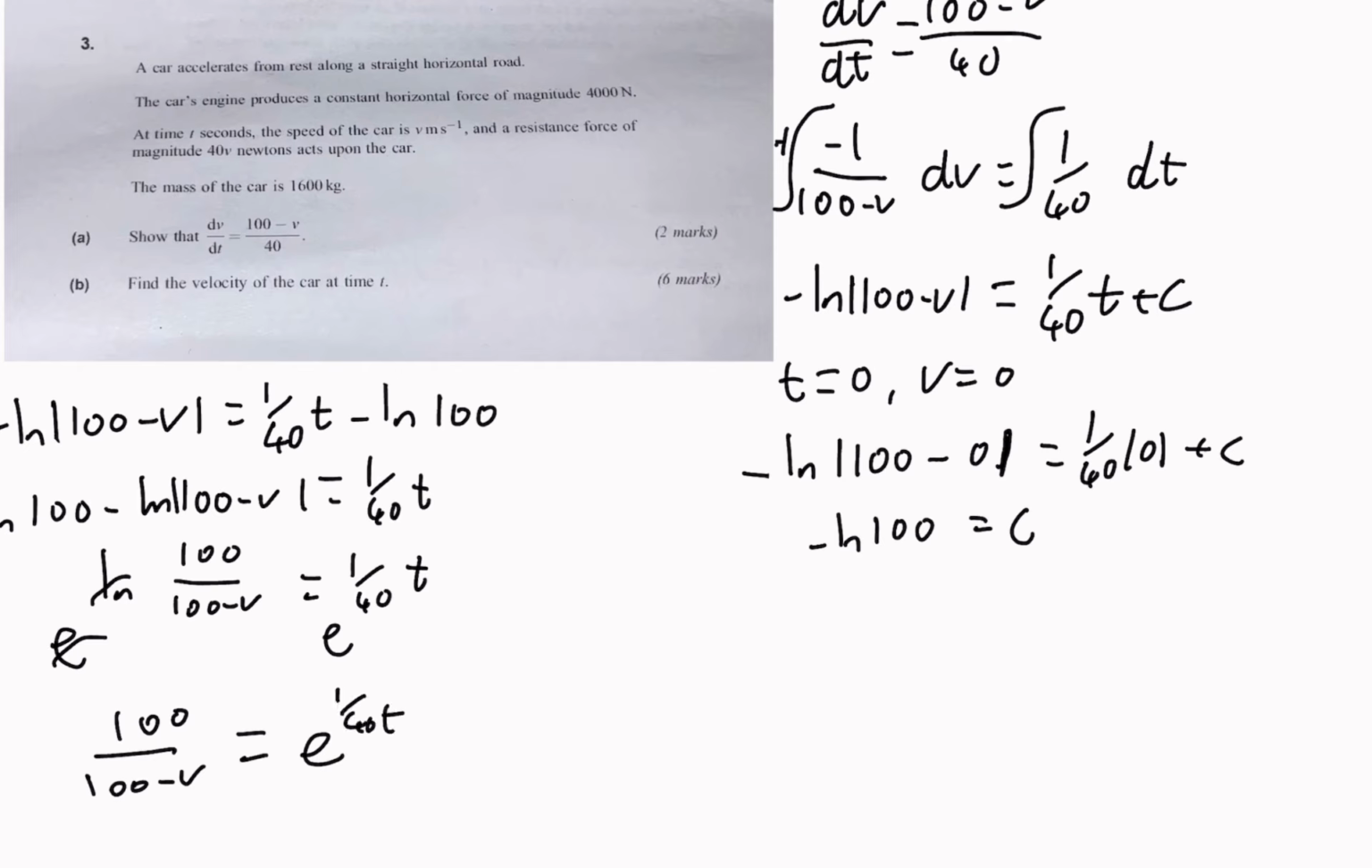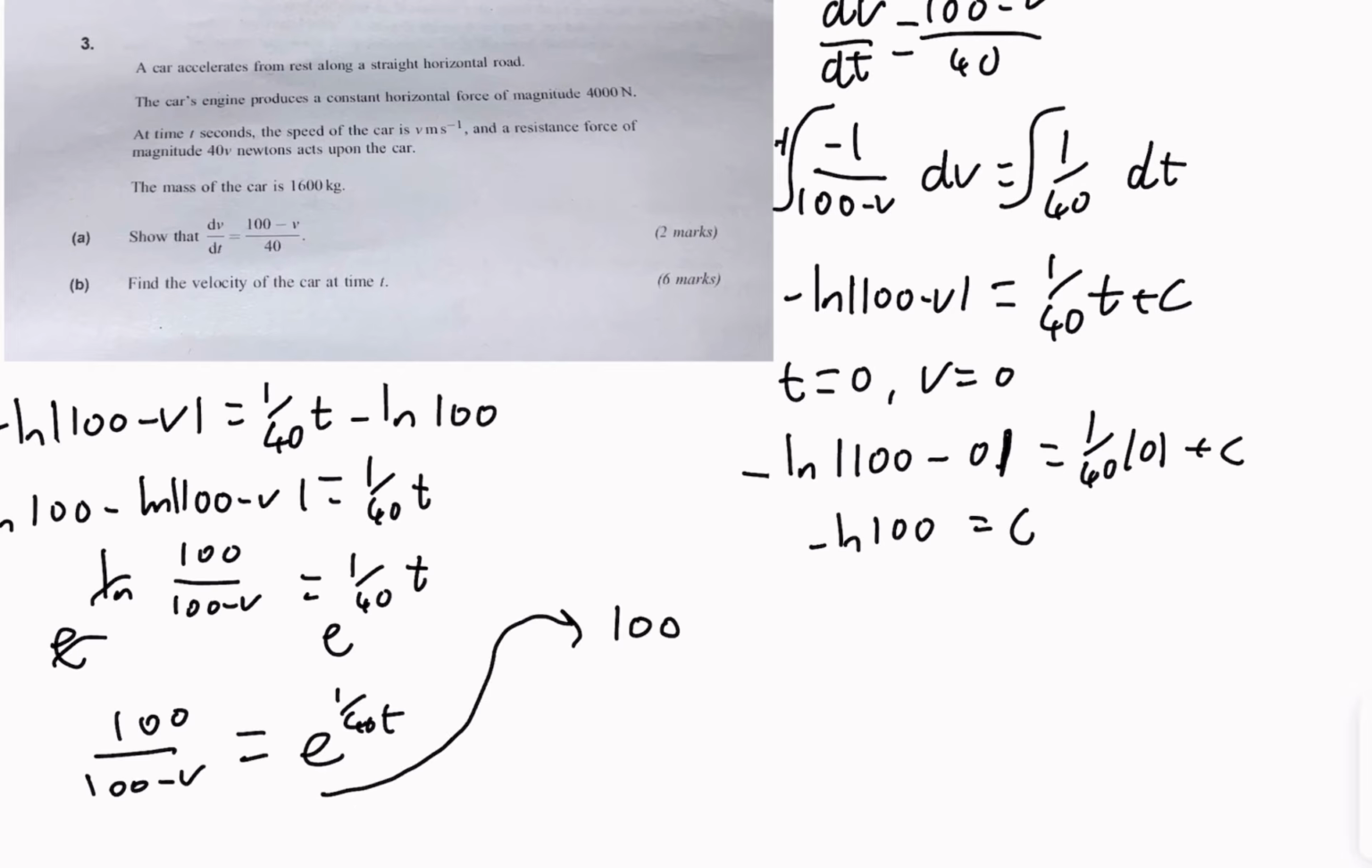Now, you should know from the laws of logs that that's just the same as log 100 over 100 take v. Now we can put e as the base for both sides, and the e and the log will cancel out. This gives us 100 over 100 take v equals e to the 1 over 40t. Now we just need to rearrange it to get v.